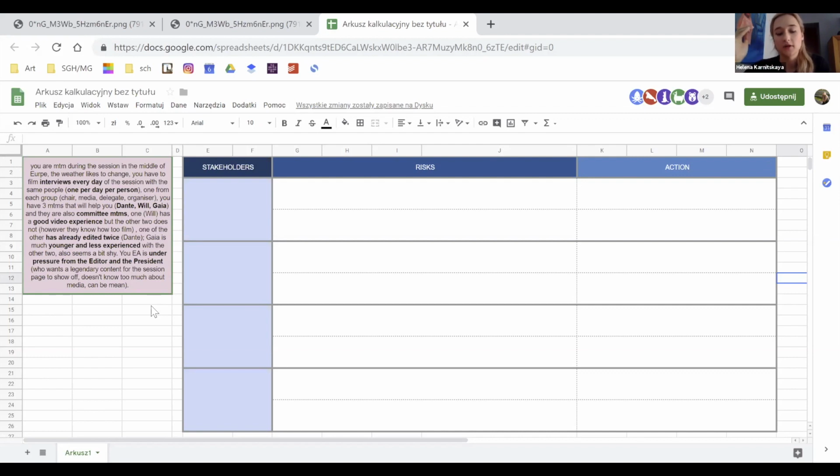Later on, for all the four stakeholders, I will ask you to figure out what's the biggest risk that can happen, like what's the worst case scenario, but a very particular thing. For example, the risk may be that your editor gets very stressed and he puts all the stress on you.